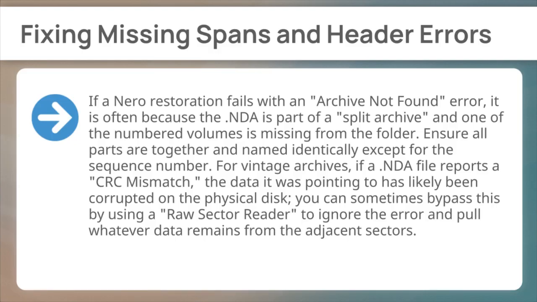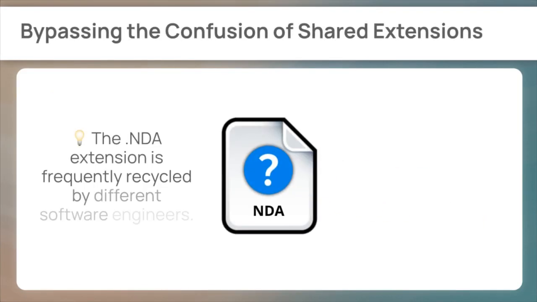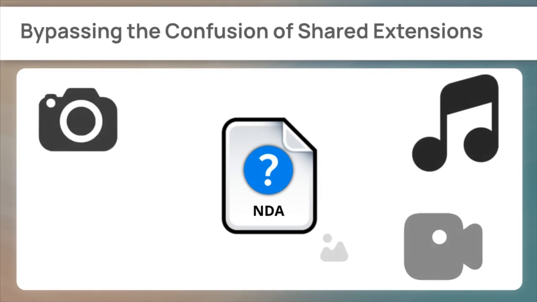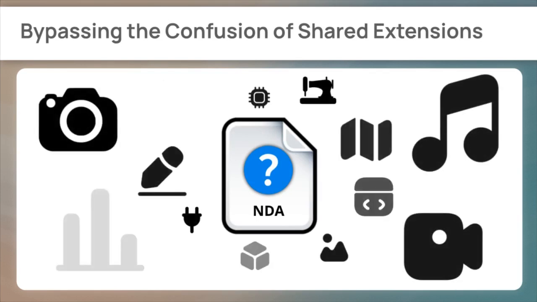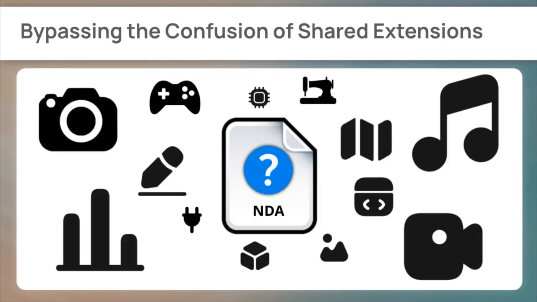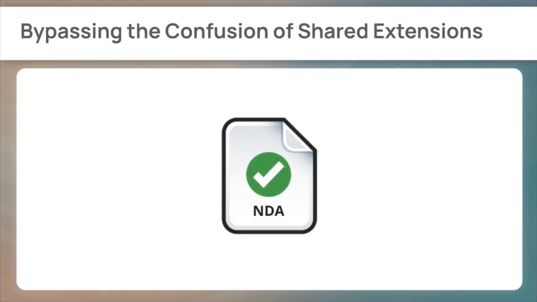You can sometimes bypass this by using a raw sector reader to ignore the error and pull whatever data remains from the adjacent sectors. When every program rejects your NDA file, it is often a victim of naming overlap where multiple proprietary formats share the same extension. A universal viewer is designed to act as a versatile tool for identifying many formats, providing a reliable way to attempt access when standard programs have failed.